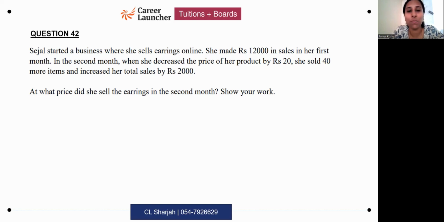Around 5 of you told me it's from AP. It's not an AP question. If it was an AP question, you would not have only 2 terms. Read the question. They are only talking about first month, second month. If it is an AP question, it would have been like so many months would have been there. Some nth term somewhere would have been there. This is only first month, second month.